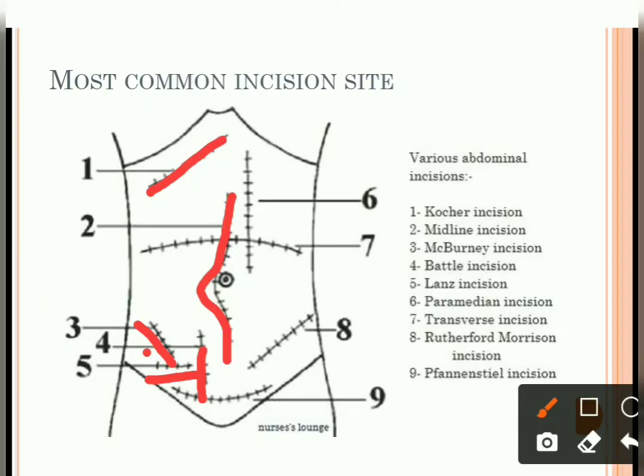Sixth, we have our paramedian incision. With our paramedian, it can be lateral paramedian or medial paramedian. It is a surgical incision, especially of the abdominal wall, close to the midline.